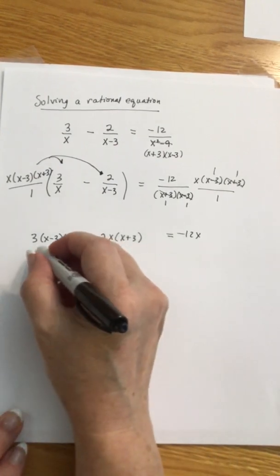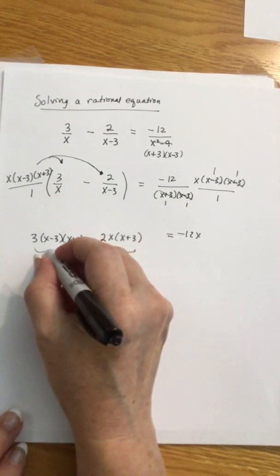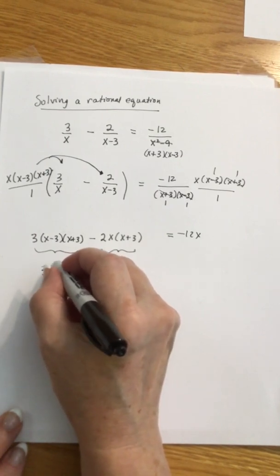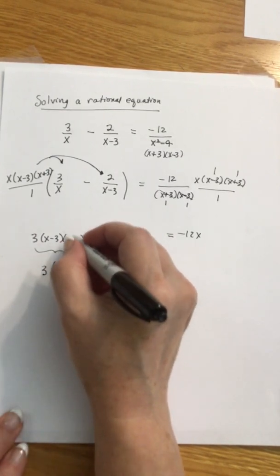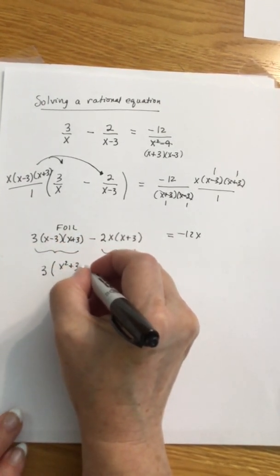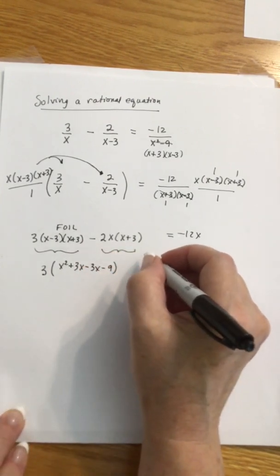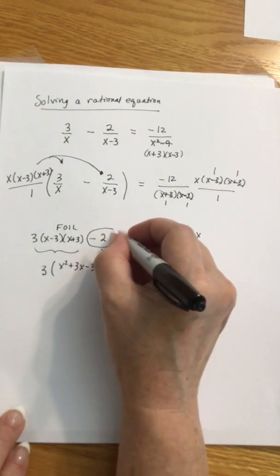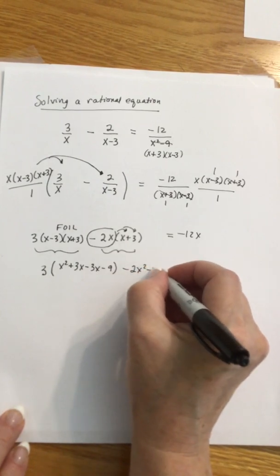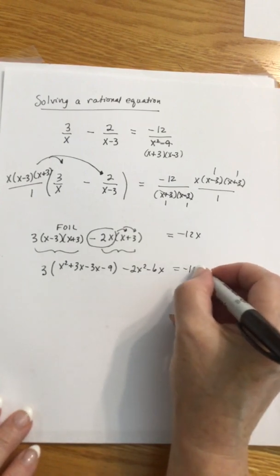So the next thing we're going to do is simplify this term and this term. So this term on this side, we're going to FOIL. So I'm going to get 3 times, and this is going to give me FOIL, x squared plus 3x minus 9. This one, we're going to distribute the negative 2x inside. So that's going to give me minus 2x squared minus 6x equals negative 12x.